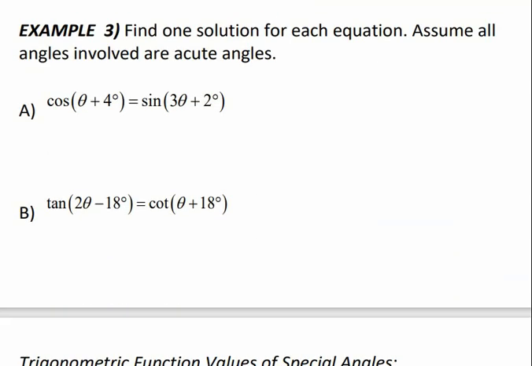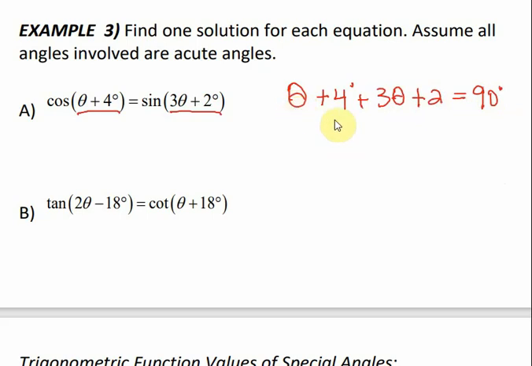Find one solution for each equation and assume all angles involved are acute angles. Well, knowing that cosine and sine are cofunctions of each other, we know that these two angles have to add up to be 90 degrees. So the way that we would solve this is we just add these together. Theta plus 4 plus 3 theta plus 2 equals 90 degrees.